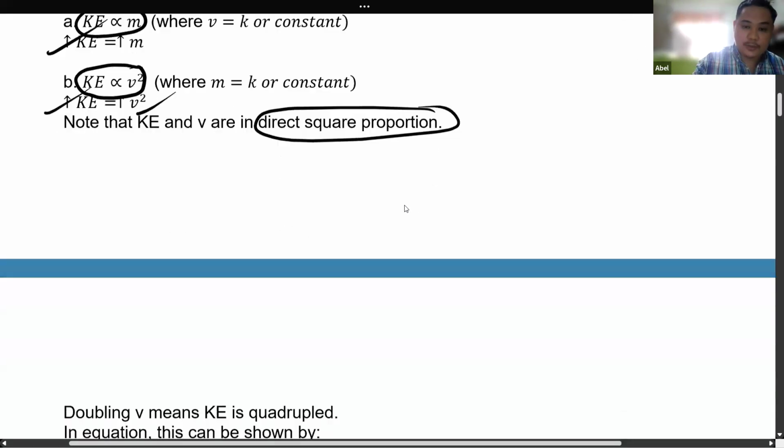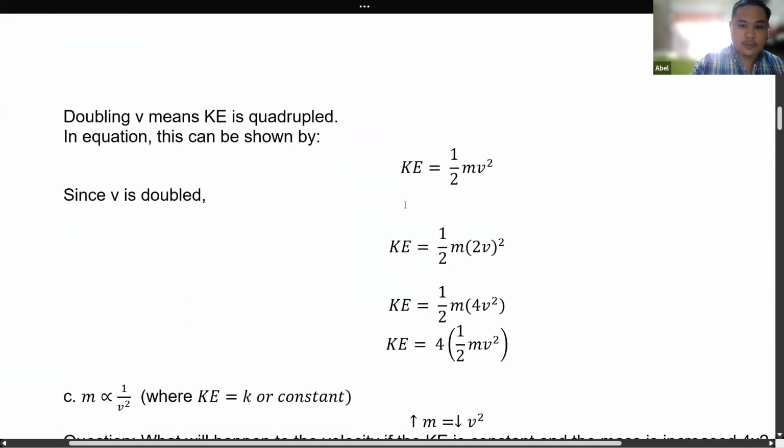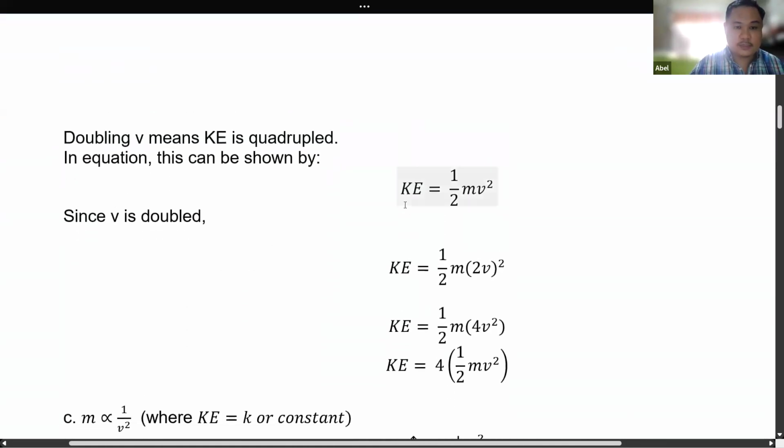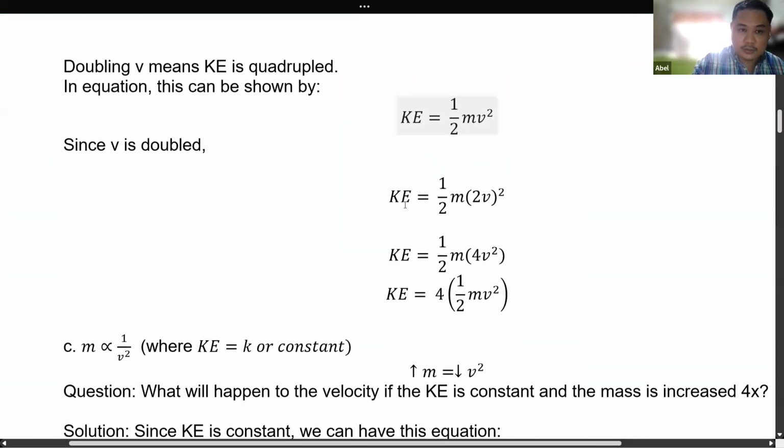Now, how will it affect our equation? Doubling v means KE is quadrupled. So if we look at this equation, doubling the velocity means kinetic energy is quadrupled. So this is the formula.